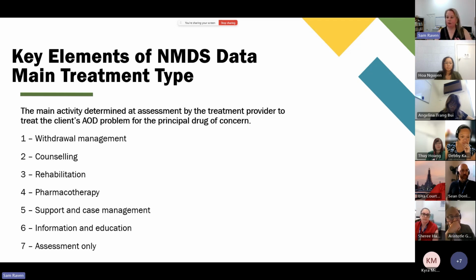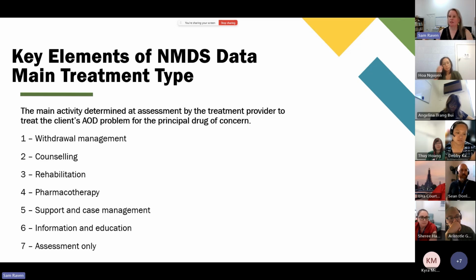Now, as we know, with lots of our services, we do more than one thing with people. So it does ask you to define a main treatment type. So a person might be accessing counselling, but you also might be providing them with a bit of information and education, but largely it's counselling. So counselling is the main treatment type.